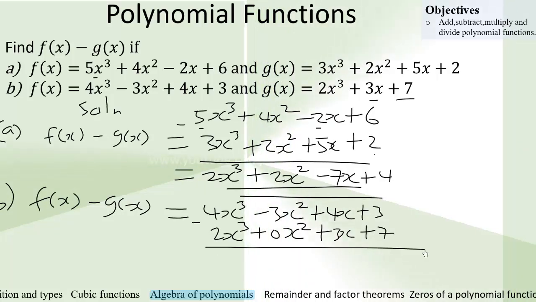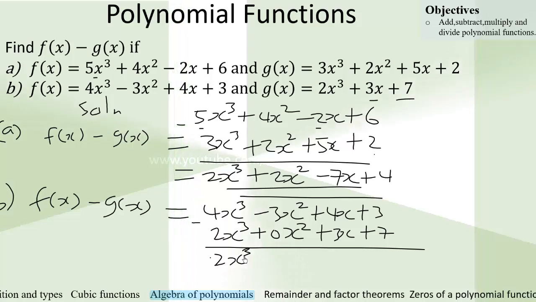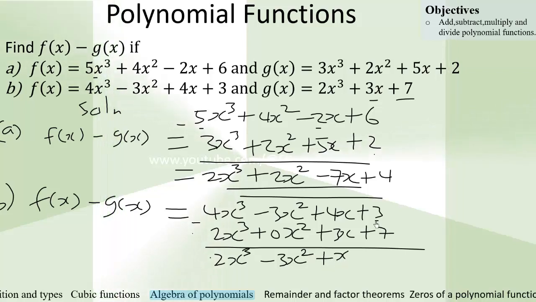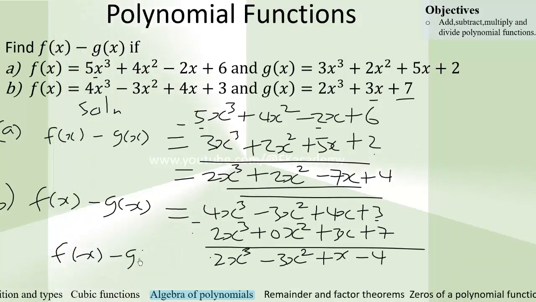So let's subtract. 4x cubed minus 2x cubed will be 2x cubed. Then we have negative 3x squared minus 0x squared will be negative 3x squared. Then we have 4x minus 3x will be positive x. Then you have 3 minus 7 will be minus 4. So that is f of x minus g of x.